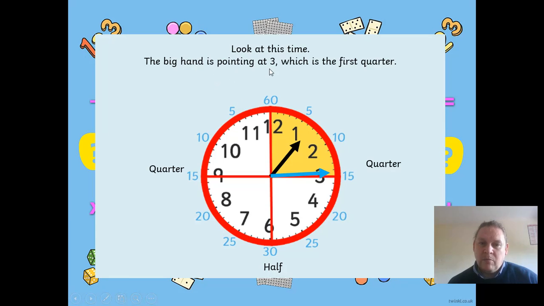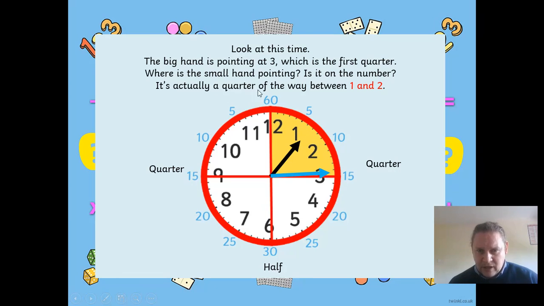Okay, the big hand is pointing at the 3, which is in the first quarter. Okay, where is the small hand pointing? Small hand, is it on a number? No, it's not. It's actually a quarter of the way between 1 and 2.